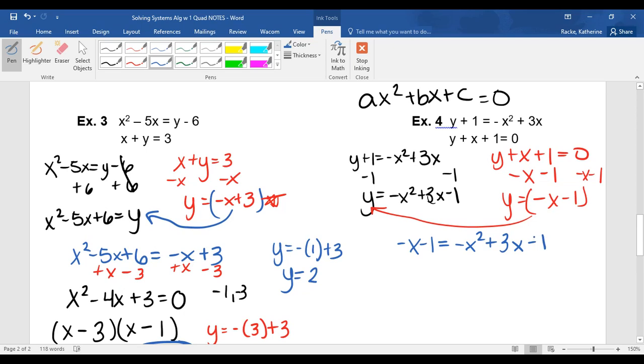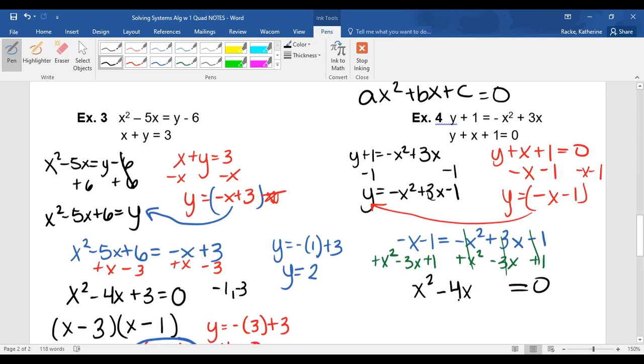Now I am going to move everything to the left side, so my x squared is positive. So adding x squared first, subtracting 3x on both sides, and then adding 1 on both sides. So everything cancels out on the left side, and I equal 0 now. I have an x squared, -x, so -1x minus 3x will give me a -4x. Then -1 plus 1 gives me 0, so I just have x squared minus 4x.